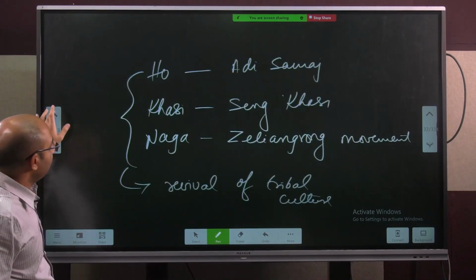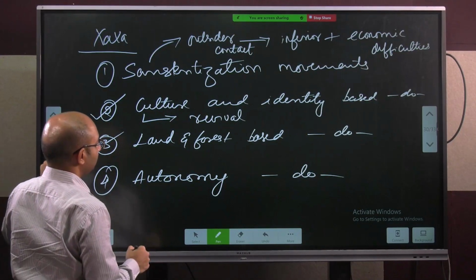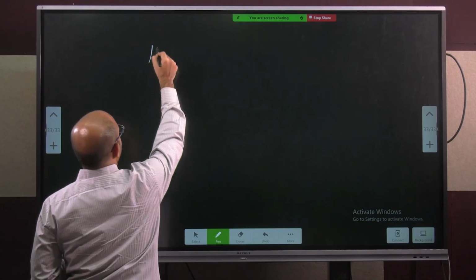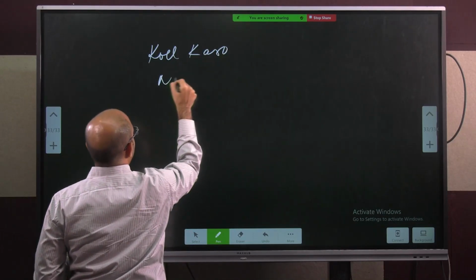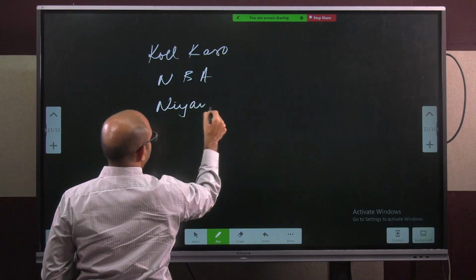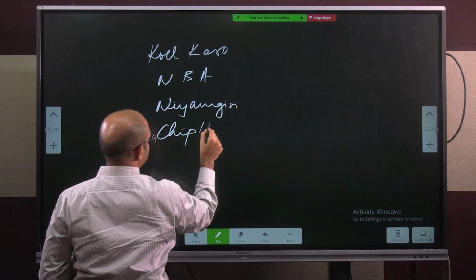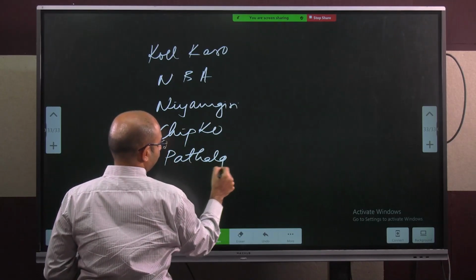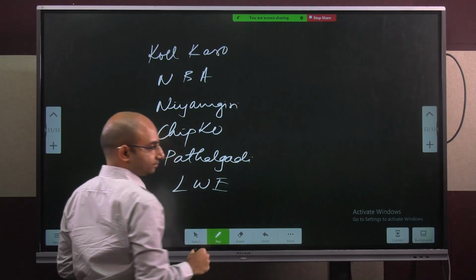Then third, we have land and forest based movements. These movements are arising because of displacement activities, development projects, etc. Here you can write so many. You have the Koel Karo struggle, Narmada Bachao Andolan, Niyamgiri movement, we have Chipko movement, even Patalgadi movement, and in extreme cases it has taken the form of Naxalism.